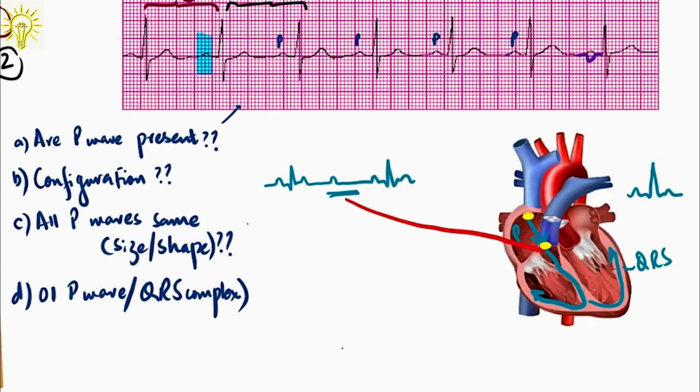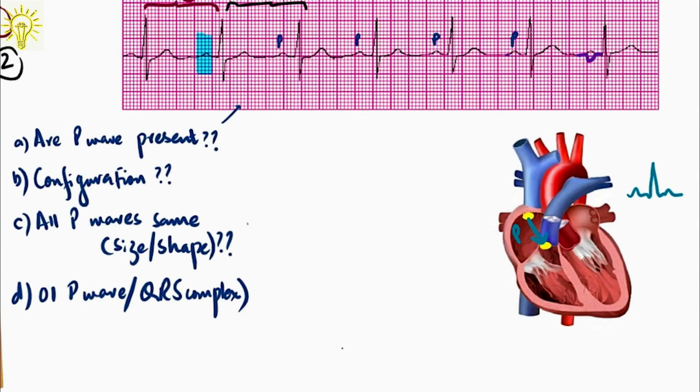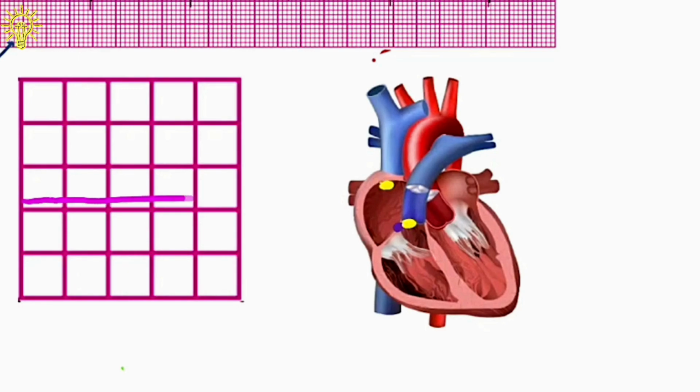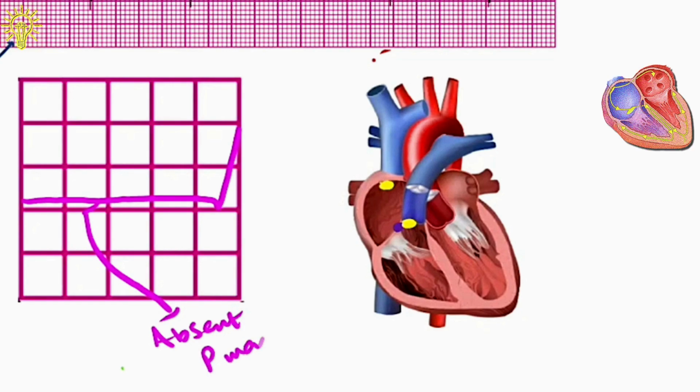This means a dropped beat, which happens when the impulse coming from the SA node is blocked at the AV node. In other words, a heart block. On the contrary, what if there is no P for a QRS? It means the impulse originated somewhere in the conduction pathway other than the SA node.